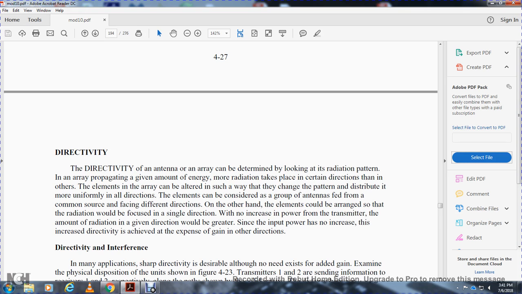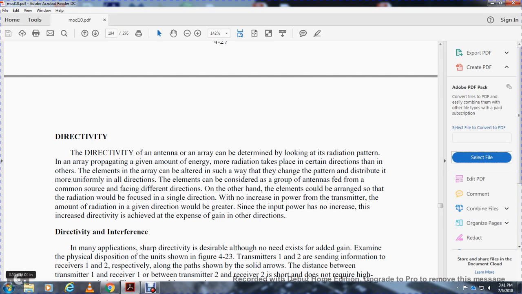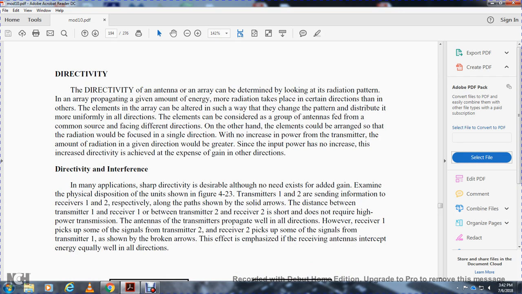Elements can be considered as a group of antennas facing different directions. On the other hand, elements can be arranged so that the radiation is focused in a single direction with no increase of the transmitted power, but the amount of radiation in the given direction would be greater. Since the input power does not increase, the increase of directivity is achieved at the expense of gain in other directions.